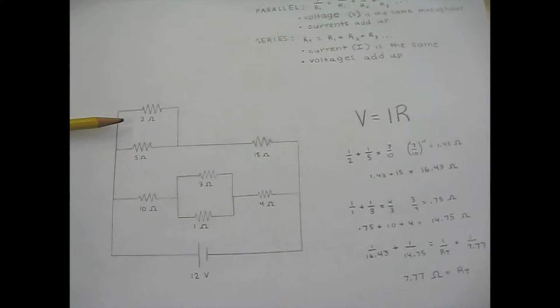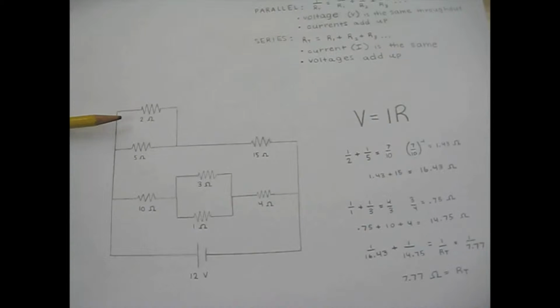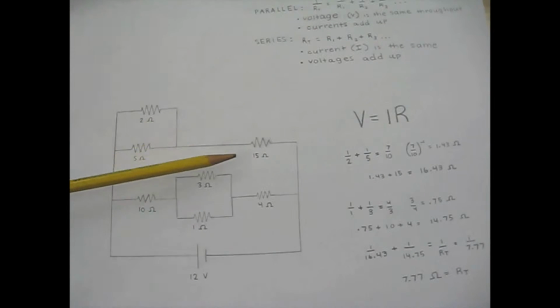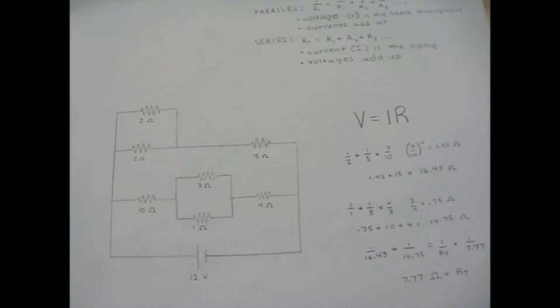The 2 and the 5 ohm resistor are in parallel. So to get the total resistance, you do 1 over 2 plus 1 over 5 equals 7 over 10. That inverse is 1.43 ohms. To add that with the 15 ohm resistor, you're in series. So you do 1.43 plus 15, giving you 16.43 ohms.